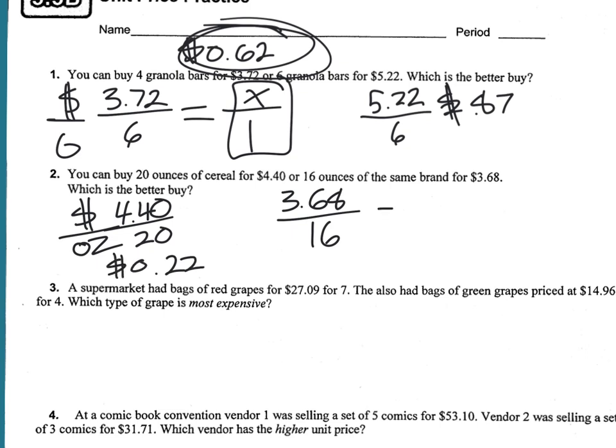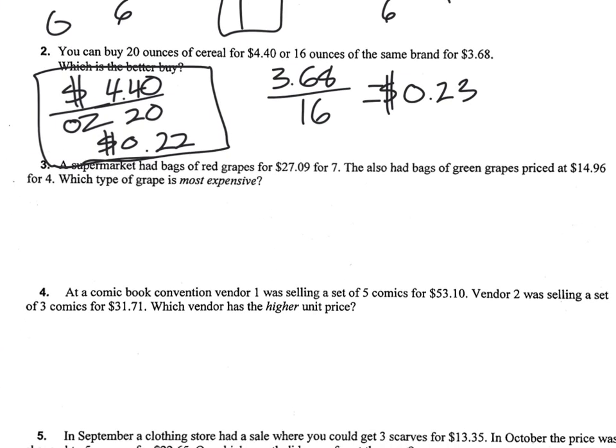This one over here is going to be $3.68 divided by 16, and it gives me 23 cents. So you can see which one's the better buy here. It's this one over here because it's 1 cent cheaper per ounce. Okay, number 3, a supermarket had bags of red grapes for $27.09 for 7. They also had bags of green grapes priced at $14.96 for 4. Which type of grape is most expensive?